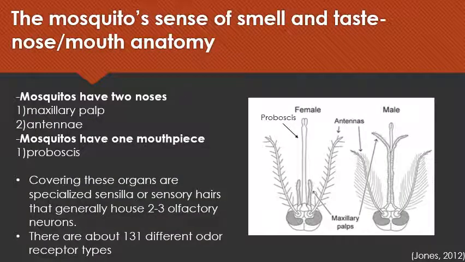Alright, so let's dive into the mosquito's sense of smell and taste, or really their nose and mouth anatomy. Now, mosquitoes have not one but two noses, the maxillary palp and the antenna. They also have one mouthpiece, the proboscis. If you take a look at the picture on the right, you can find where these regions are located. And covering these organs are specialized sensilla or sensory hairs, each housing about 2 to 3 olfactory neurons. There are even about 131 different odor receptor types.